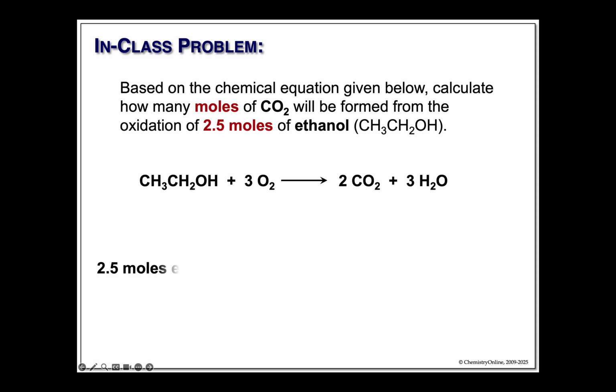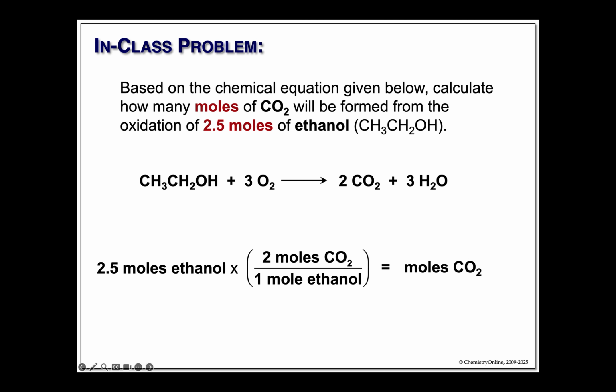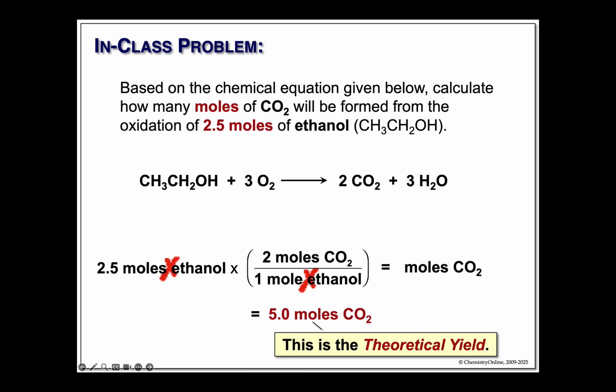Start off with our given. Multiplied by our ratio. Moles of ethanol cancel nicely. And we should get only moles of CO2. 2.5 times 2 divided by 1 is 5. I can do that without even a calculator. Any questions? Well, this method works very nicely. It's our given ratio find method.